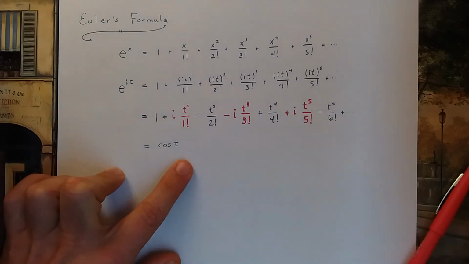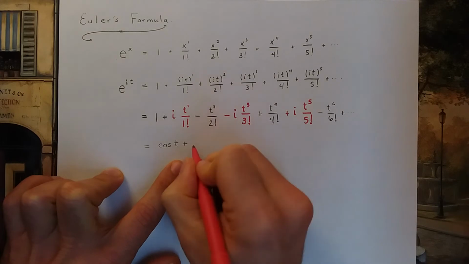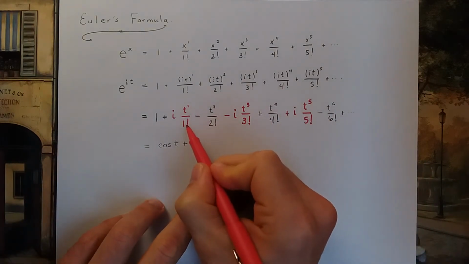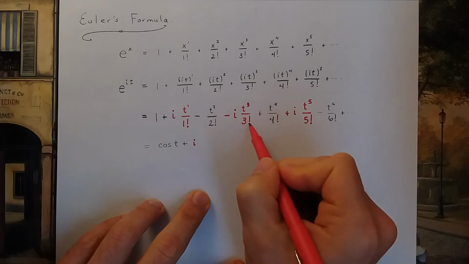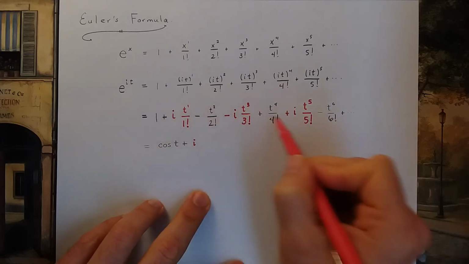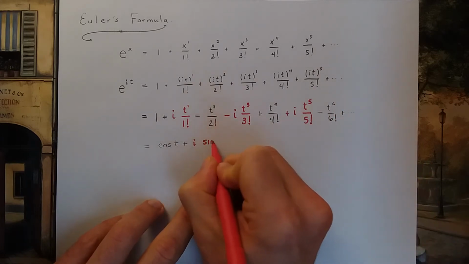And then in red, I have an i. And then I have t to the first over 1 factorial minus t cubed over 3 factorial plus t to the fifth over 5 factorial, the odd powers with alternating plus or minus signs. We know that's the series expansion for sine t.